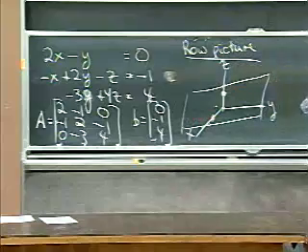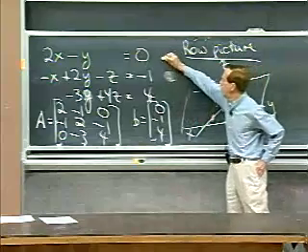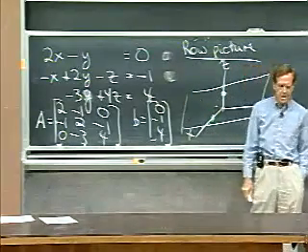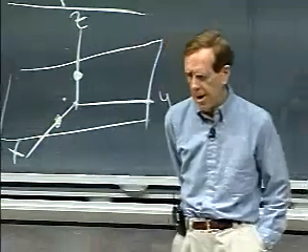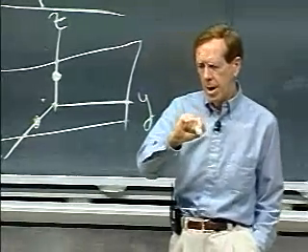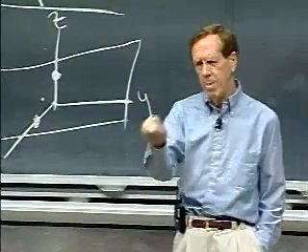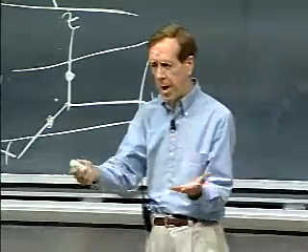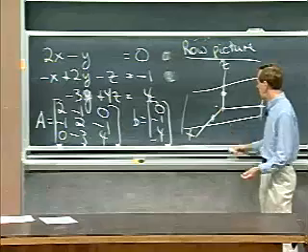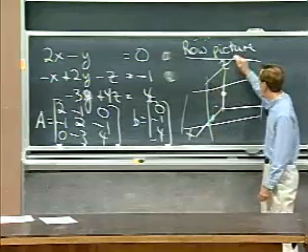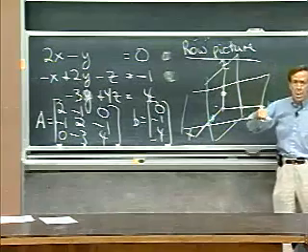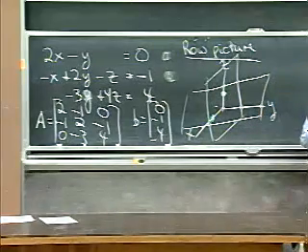Then what about this one? 2x minus y plus 0z. So z actually can be anything. Again, it's going to be another plane. Each row in a 3 by 3 problem gives us a plane in 3 dimensions. So this one is going to be some other plane. Maybe I'll try to draw it like this. And those 2 planes meet in a line.